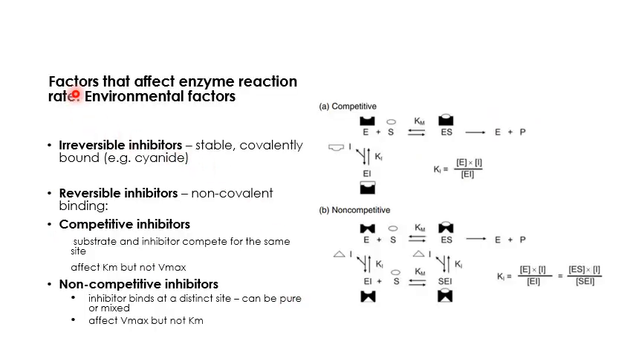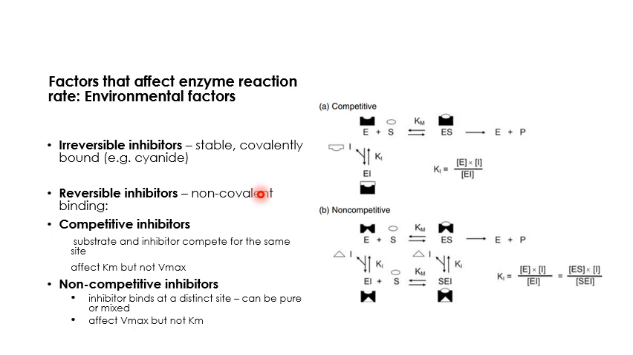So there are many factors that can affect enzyme reaction rate. One is environmental factors such as the presence of inhibitors. There are two different types of inhibitors. It can either be irreversible. Irreversible inhibitors form a very stable interaction with the enzyme. They are covalently bound to the enzyme, so this renders the enzyme useless. It can no longer function and hydrolyze the substrate of interest. An example of these types of irreversible inhibitors is cyanide.